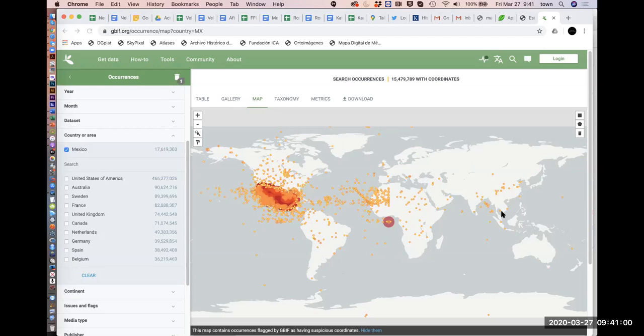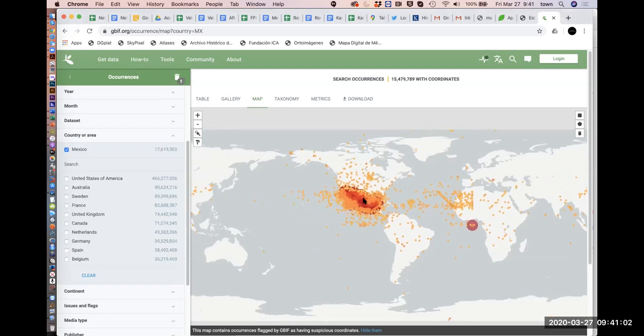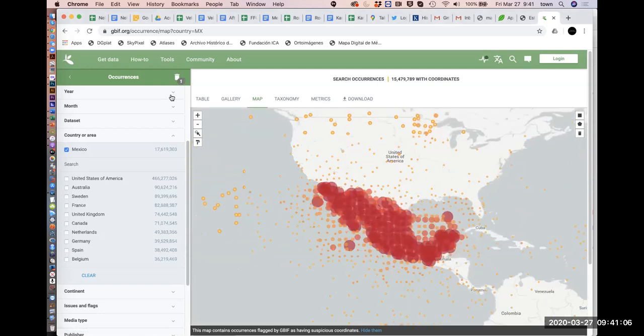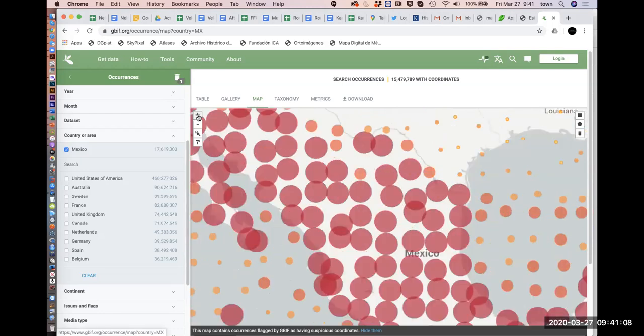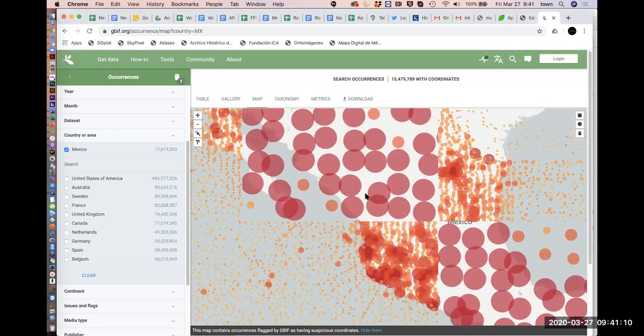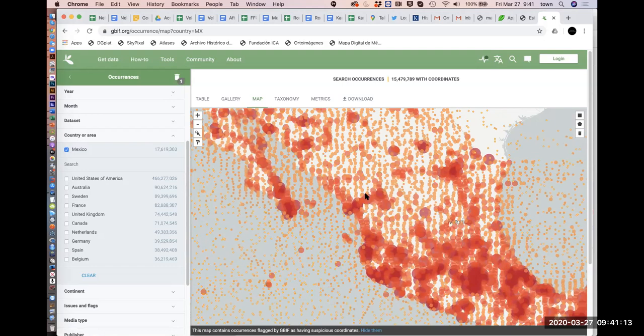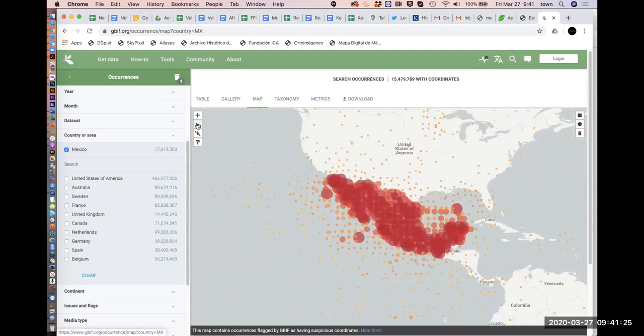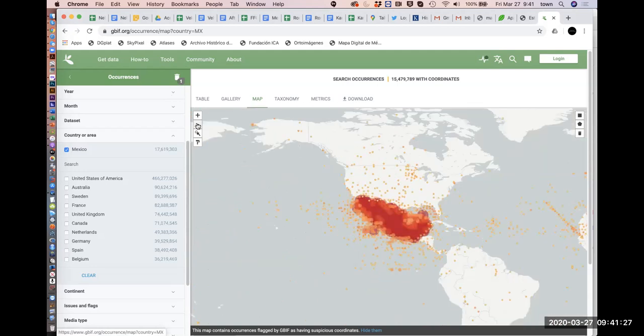Now you can just forget about these errors, right? And look. If I do this, it looks like I have a ton of data from Mexico, and I do have a ton of data from Mexico. But I also have a ton of garbage. And I have to be very, very careful about how much of that garbage I allow to get into my models.